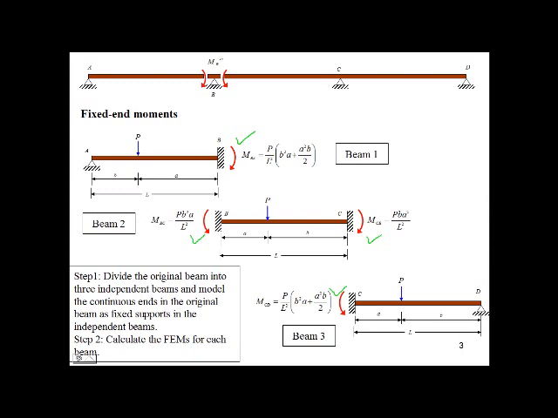Beam 1 represents a case in which a moving load P is traveling between point A and point B. Beam 2 represents a case in which a moving load P is traveling between point B and point C. And beam 3 represents a case in which a moving load P is traveling between point C and point D. Now let's investigate beam 1 thoroughly, because what applies to beam 1 will apply to beam 2 and beam 3.